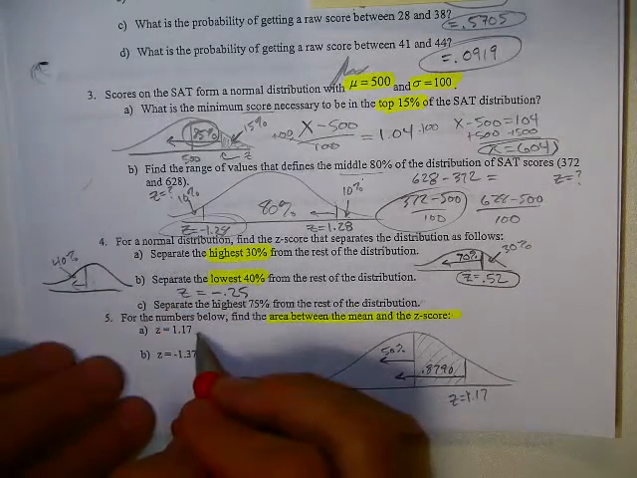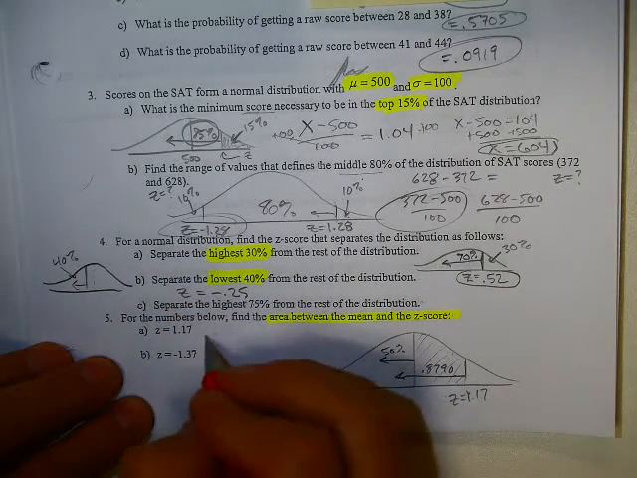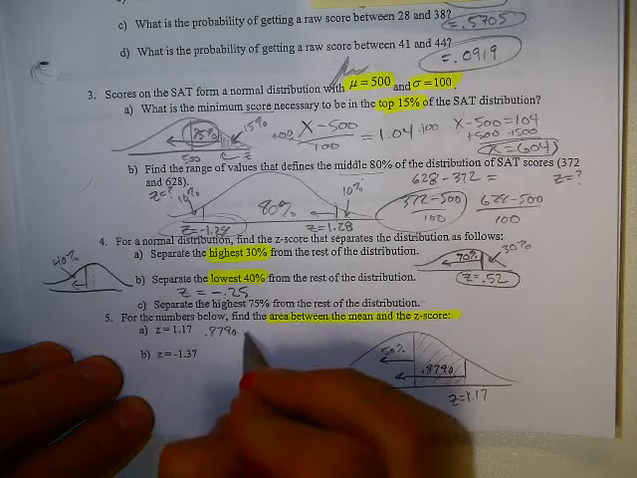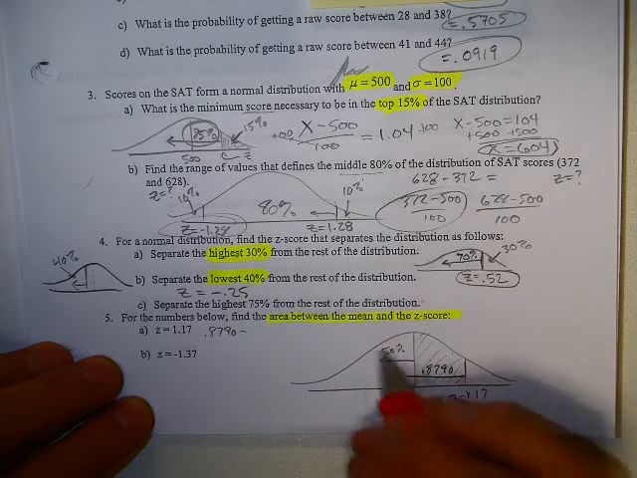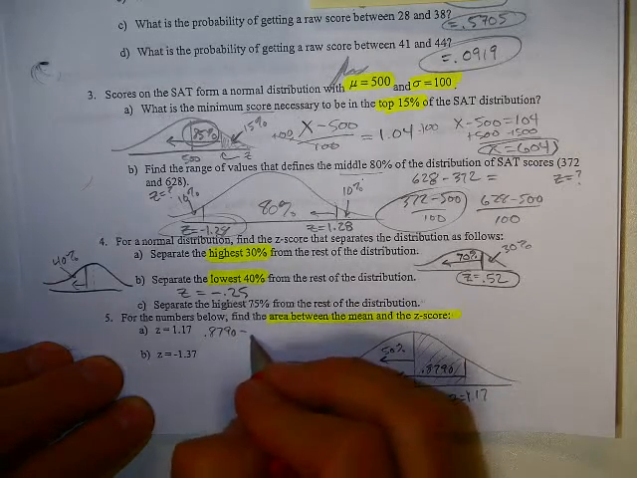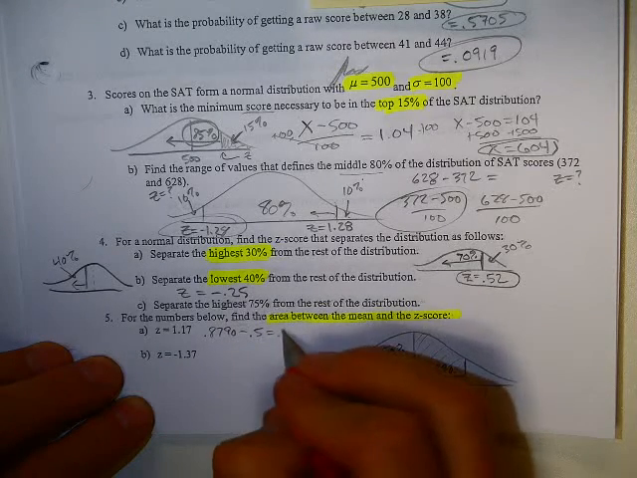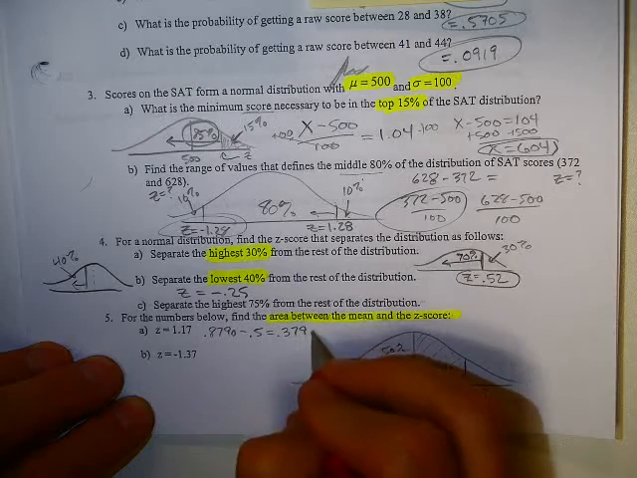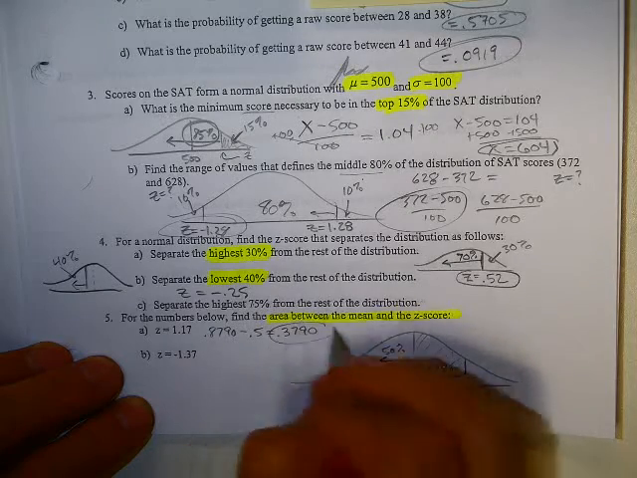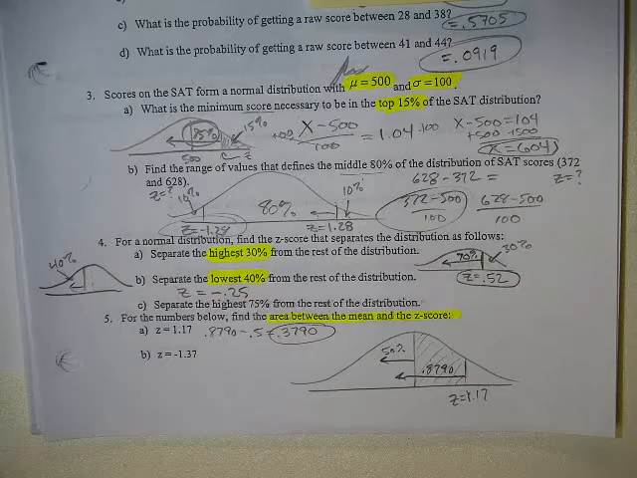So then this answer is going to be the 0.8790 minus the part that we don't have shaded, which is 50%, which is going to give me what, a 0.3790. Oh, trolley's here.